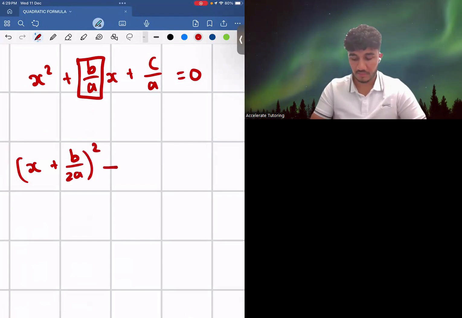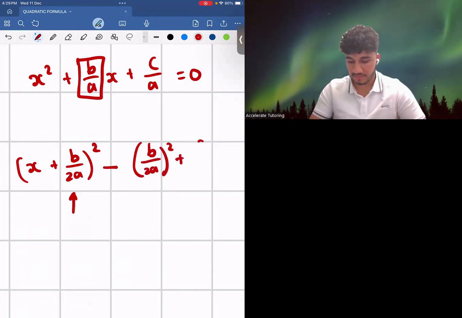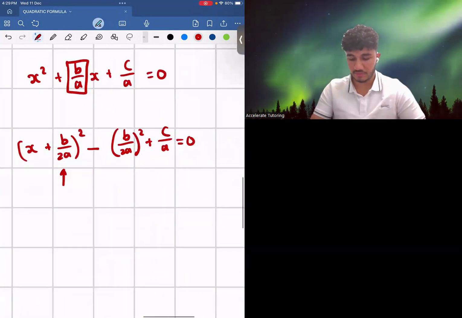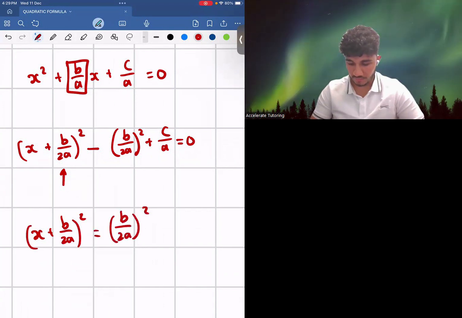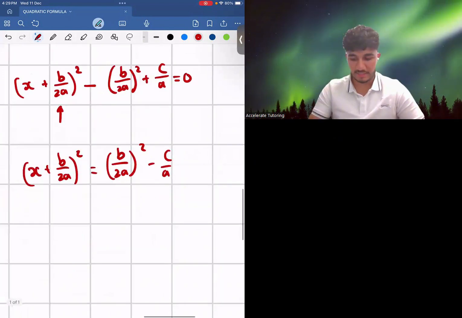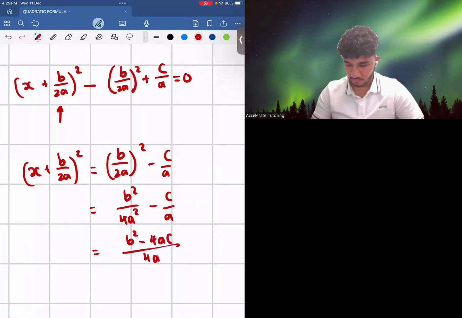But we want to make sure we subtract the square of this term, which is going to be b over 2a squared. And then we have that plus c over a as our constant, and that's equal to 0. The next thing we can do is take all the constants to the other side, which gives us x plus b over 2a squared is equal to b over 2a squared minus c over a. Now we can go ahead and simplify the right-hand side: b squared over 4a squared minus c over a. We can simplify this further by making the denominators the same. So this gives us b squared minus 4ac over 4a squared, because we just multiply this side by 4a.